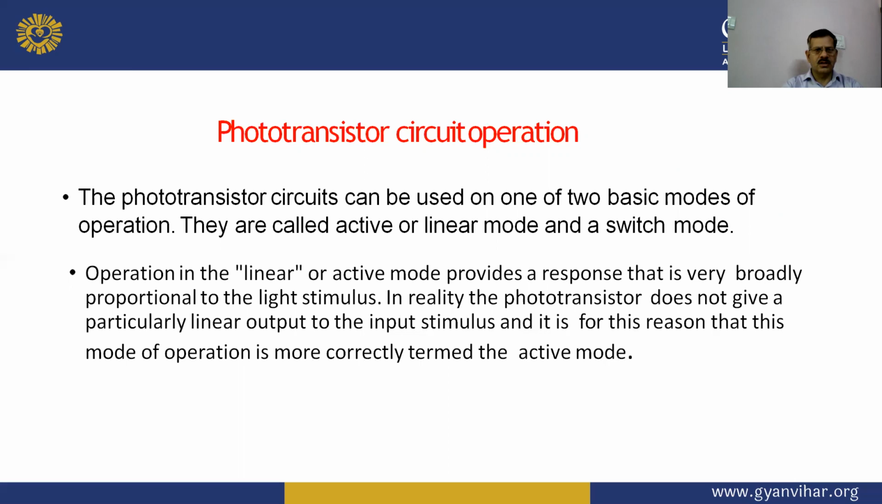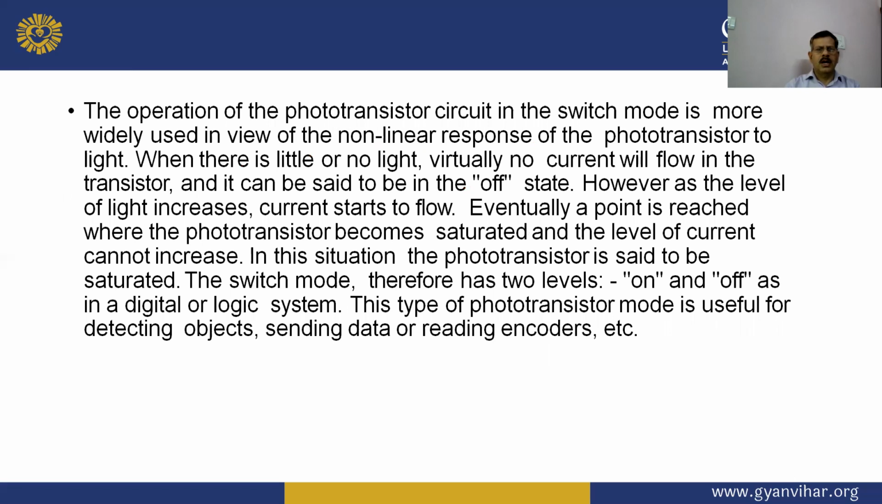The first, operation in the linear or active mode, provides a response that is very broadly proportional to the light stimulus. In reality, the phototransistor does not give a particularly linear output to the input, and it is for this reason that this mode of operation is more correctly termed the active mode. The operation of the phototransistor circuit in the switch mode is more widely used in view of the non-linear response. So this is the second mode of the phototransistors.